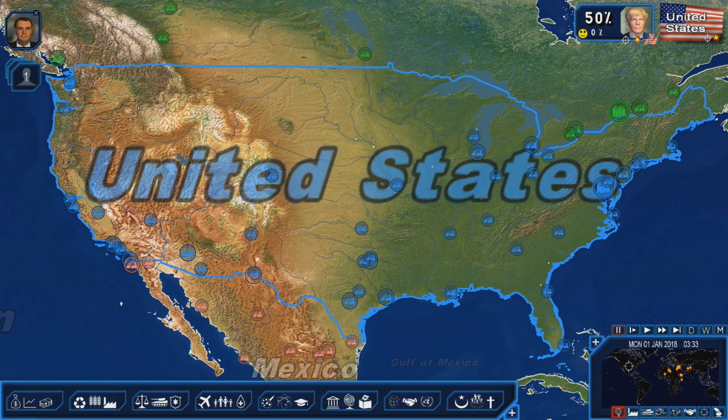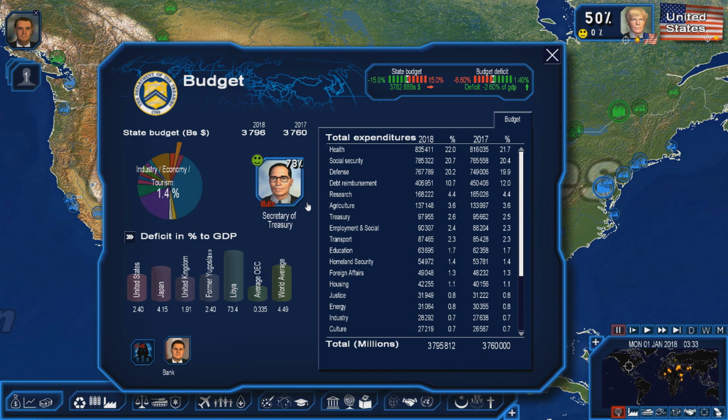So this is going to be talking about the budget. So we're going to go over here to budget. Basically, the budget is how much you are spending. Right here, this is the amount of money that we're spending, $3.7 trillion. $835 billion of that is going into health, and then $785 billion is going into Social Security. Both of these are accounted for in the same thing. So health, family, and Social Security welfare and spending accounts for 42.8% of this.